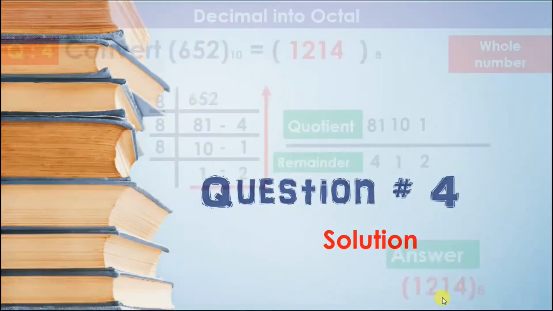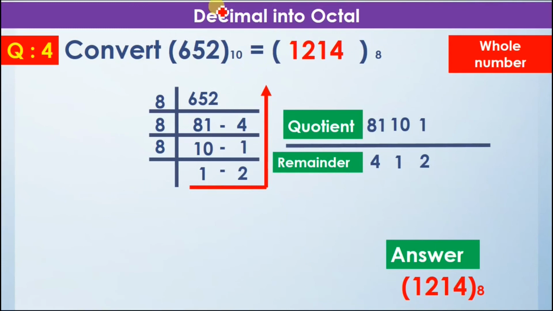Next we have question number 4, and in this question we have to convert a decimal number into an octal number. We are given the number 652 in decimal and we have to convert it into octal. As we have to convert it into octal, we will divide the number by 8. Quotient is 81, remainder is 4. Again 81 is divided by 8, so quotient is 10, remainder is 1. Again 10 is divided by 8, so quotient is 1 and remainder is 2.